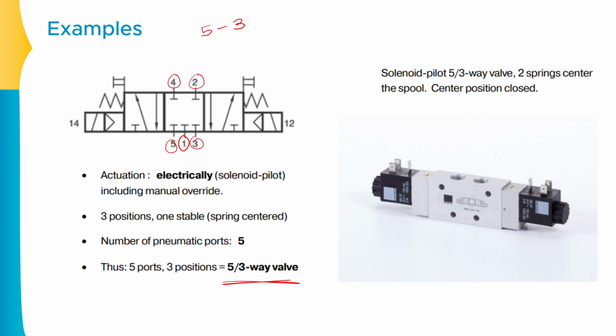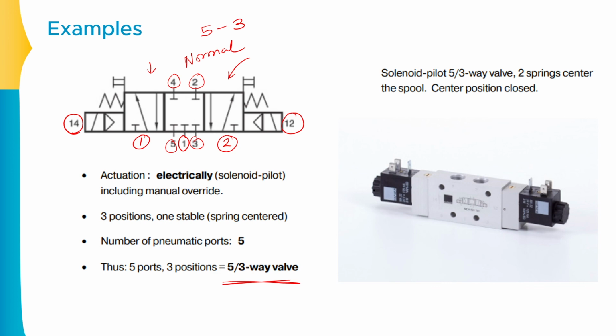Total 5 ports, 3 positions. The first position, this is the normal position. This is the actuated position, this is also an actuated position. How will it get actuated? If you want to actuate this first position, you have to operate through this port number 14, so 14 will actuate this first position, and if you want to actuate this second, actuated position, you have to operate the 12th number.